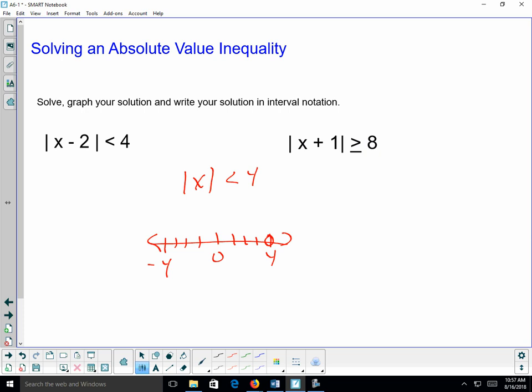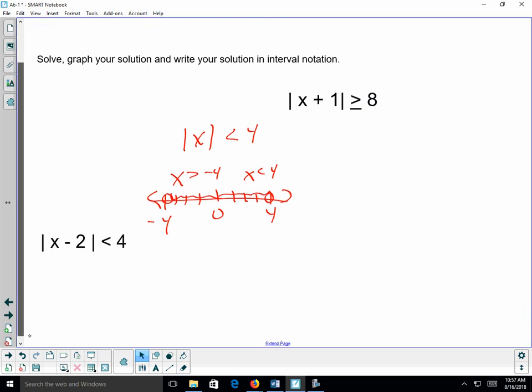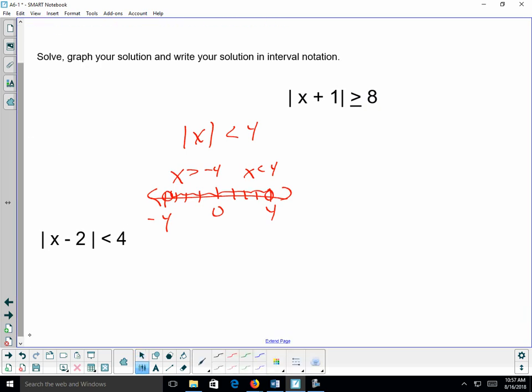X is less than 4, so that's all these, but it's also greater. This part would be x is greater than negative 4. It includes both of those when I do an absolute value. So when I do this one, this x minus 2, I'm going to first write out an inequality where I have x minus 2 is less than 4. I leave it exactly the same the way I see it. The only thing is I took out the absolute value. I'm going to write a second one.